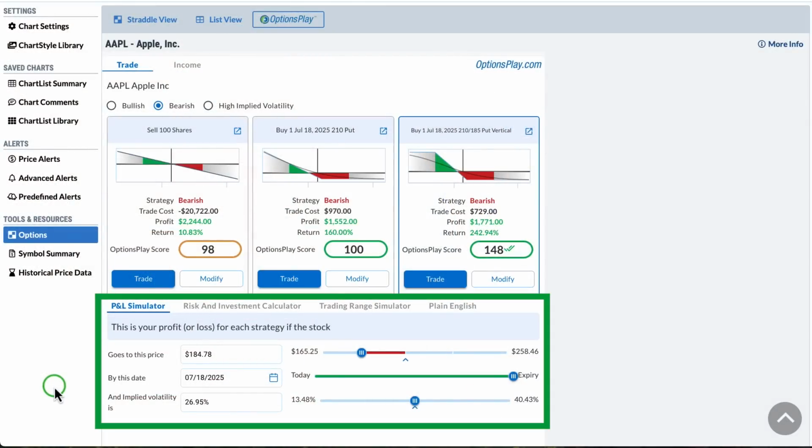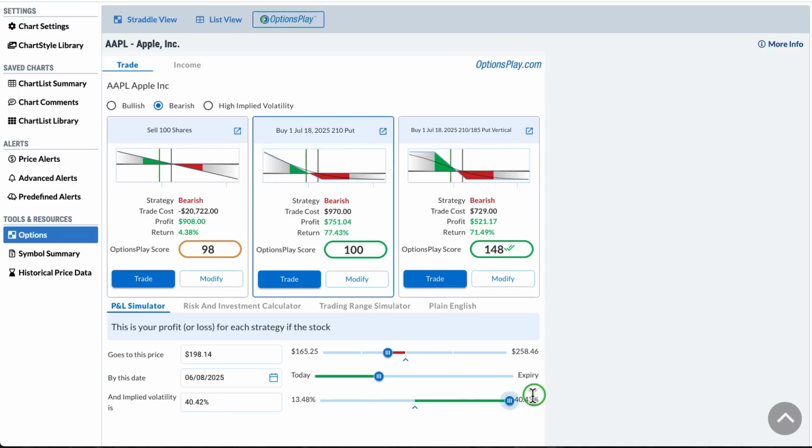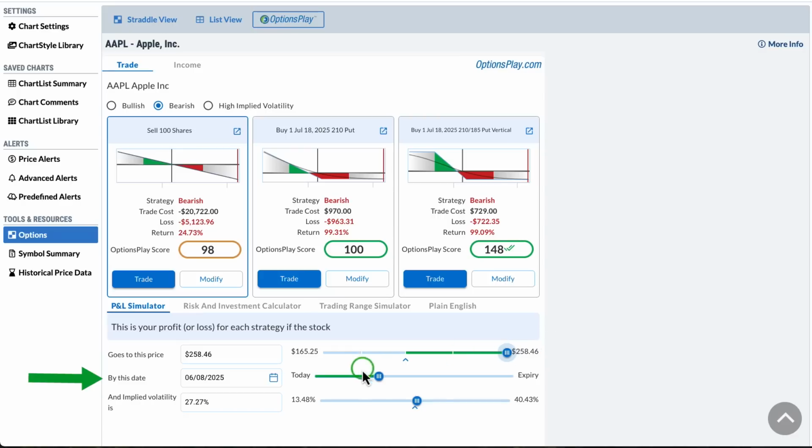Yeah, there are 3 sliders, and I guess the top one lets you choose what the price might be doing. Yes. And so you move the top one to do that. Exactly. So there are 3 inputs that you can have into the P&L simulator. One is the price, which is the factor that will have the biggest impact on your overall strategy. The second is time, which will have the second largest impact on your option strategy.